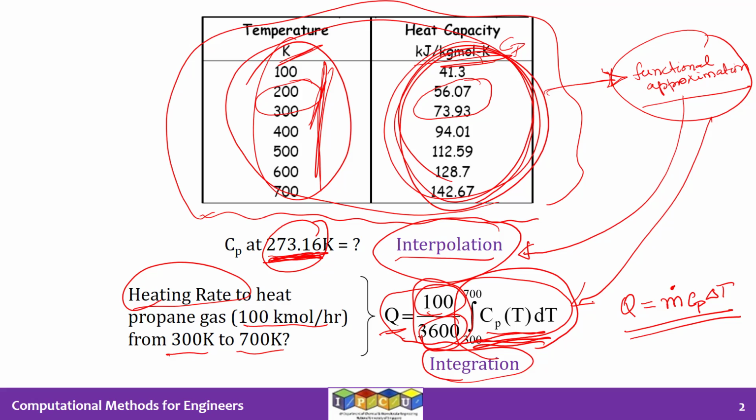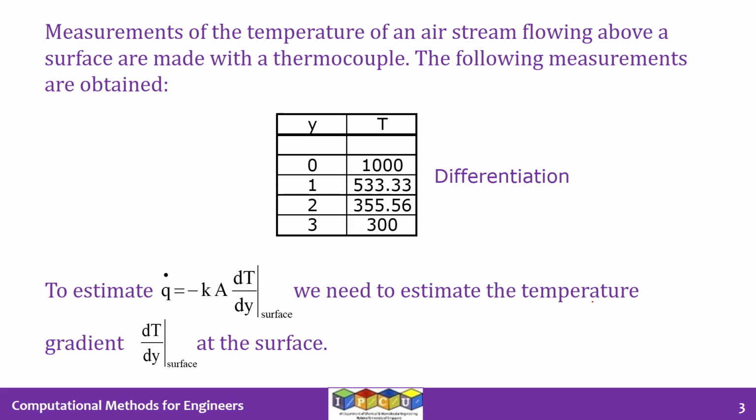So this leads to numerical integration, which is going to be a very, very important part of what we are going to look at. Now, here is another kind of problem that we can solve. For example, the temperature of an air stream flowing above a surface is measured with a thermocouple. So this is a surface, you can assume, and then there's an air stream that flows over this, right?